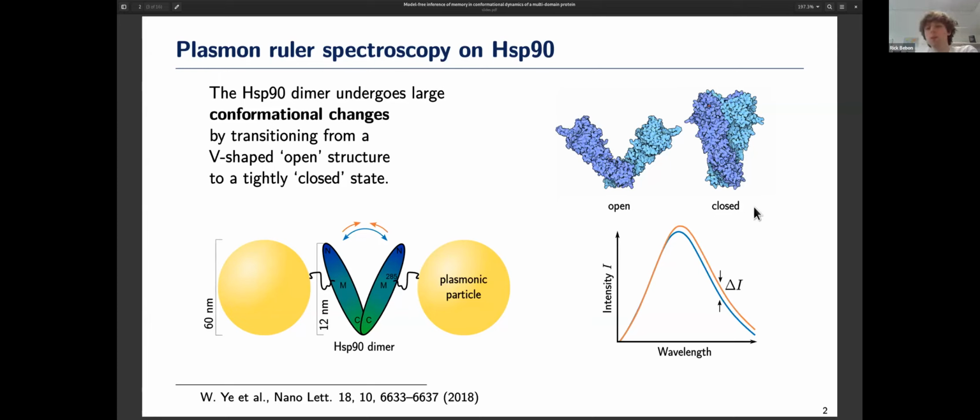In their lab, they can track this opening and closing motion by a technique called plasmon ruler spectroscopy. To put it in very simple terms, the idea is that you attach two plasmonic nano gold particles to each of the monomers of this HSP90 dimer using some complicated biochemistry. Then, due to the plasmon resonance, using dark field microscopy, you observe a redshift in the wavelength and also a shift in the intensity.